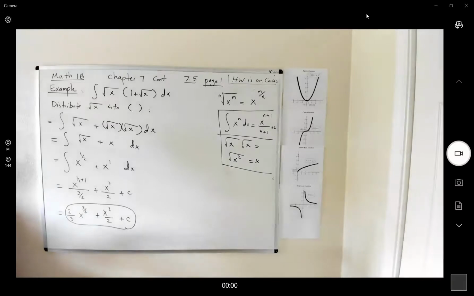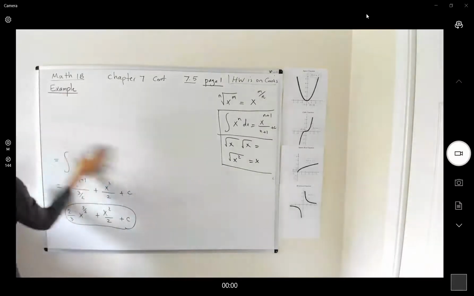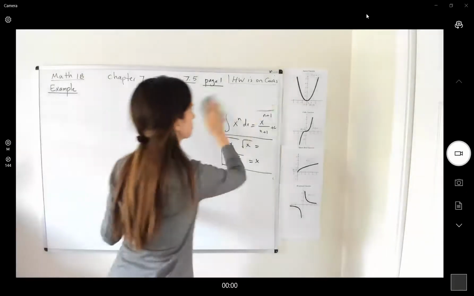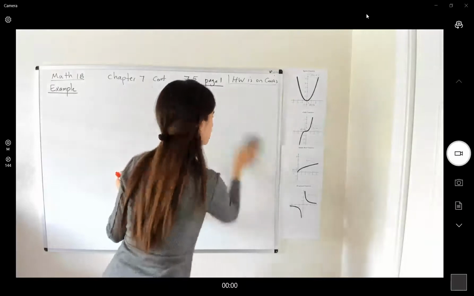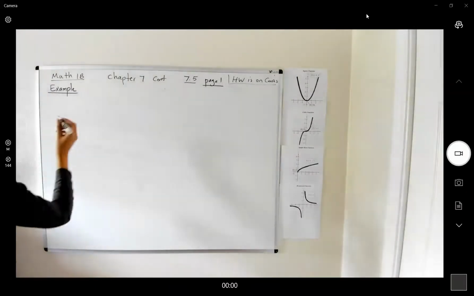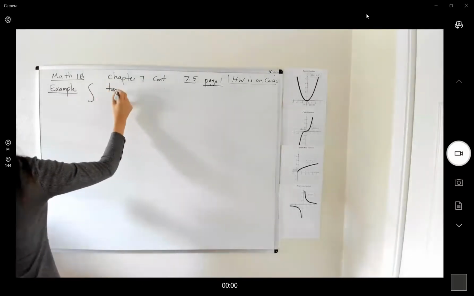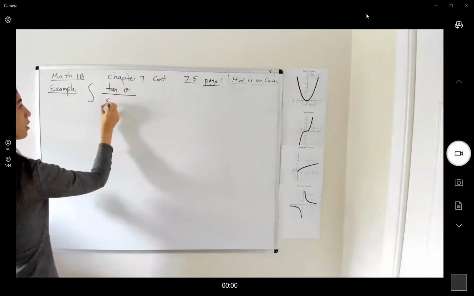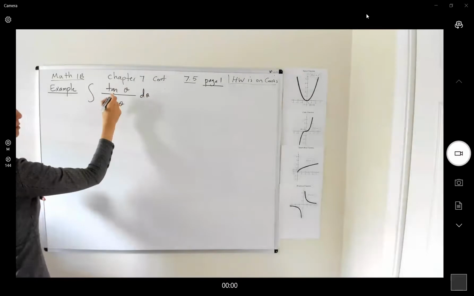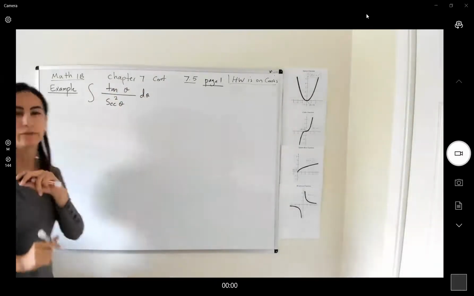Next example. Now suppose you have the integral of tangent theta divided by secant squared theta d theta. Okay, perfect. I have tangent, I have secant.